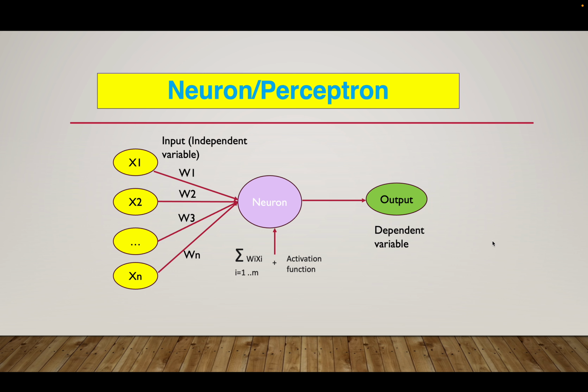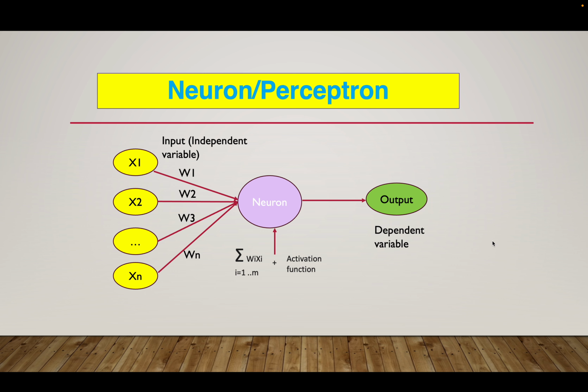If we see x1, x2, there are multiple inputs being sent to this neuron, and correspondingly we have weights assigned, because not all inputs are of the same level of importance. So we need to provide the weightage: this particular input is of more weightage, and this particular input is of less weightage, so that the neuron can consider those weights while processing the input.